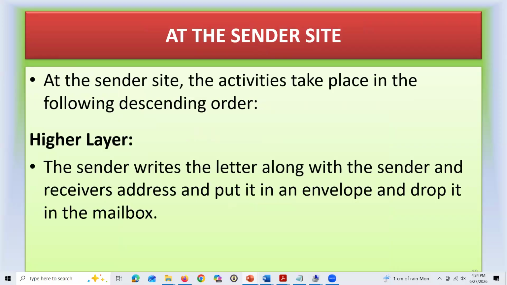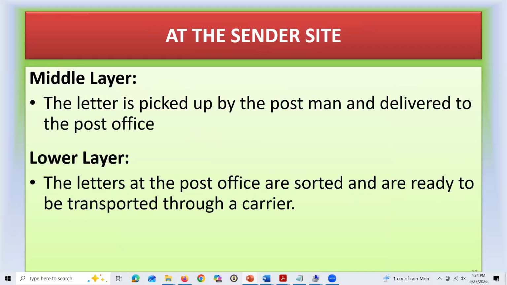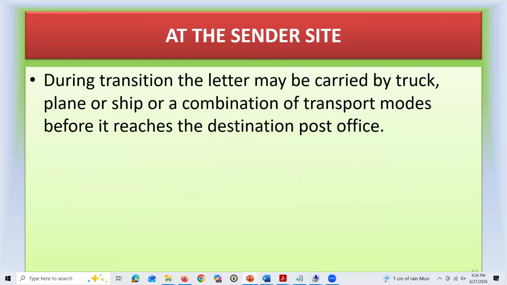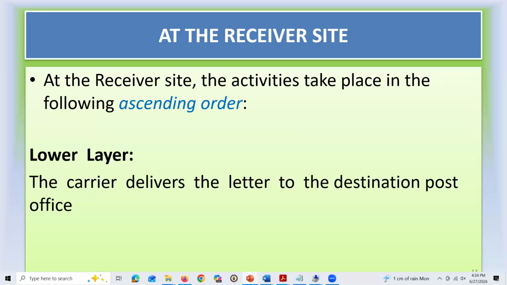Okay, now we have these layers' responsibility. The higher layer is the one where the sender writes the message, as I've explained. Then we have the middle layer, which is where the letter is picked up and the postmaster does the delivery to the post offices. And then the lower layer, the post office, sorts it out and makes it ready for the carrier to be sent away. So the reverse will take place over here.